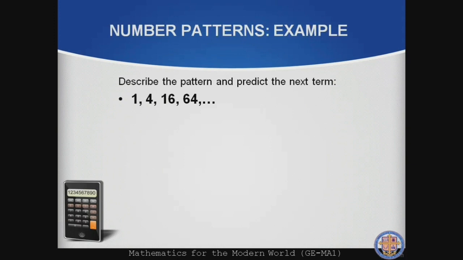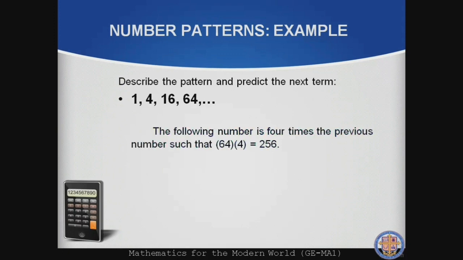Number patterns example. Describe the pattern and predict the next term. So given this one, 1, 4, 16, 64. To know the next number, just multiply this by 4. So the following number is 4 times the previous number, such that 64 times 4 should be 256. So that's the answer.